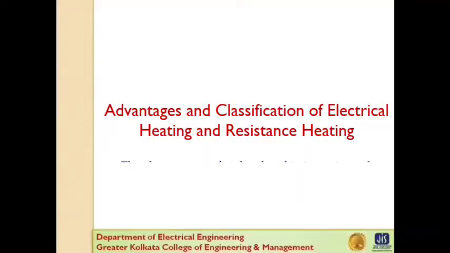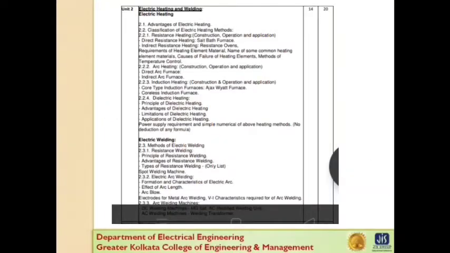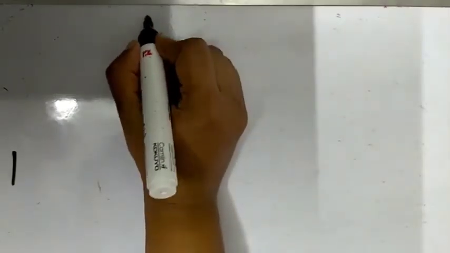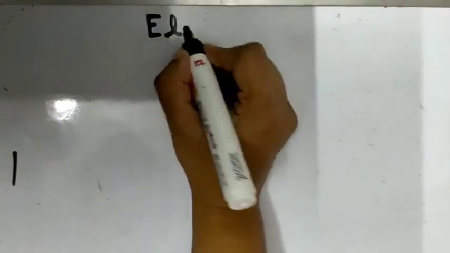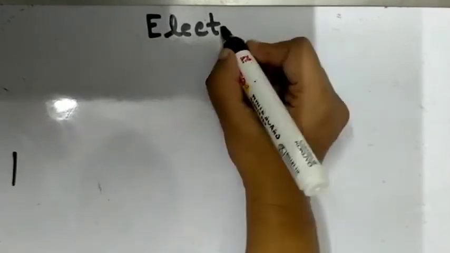In this video, I will discuss about advantages and classification of electrical heating, and I also discuss about resistance heating. These topics are included in Module 2 of the subject Utilization Traction Heating and Drive. Subject code is EE/S5/UTHD. In this video, I will discuss about electric heating.